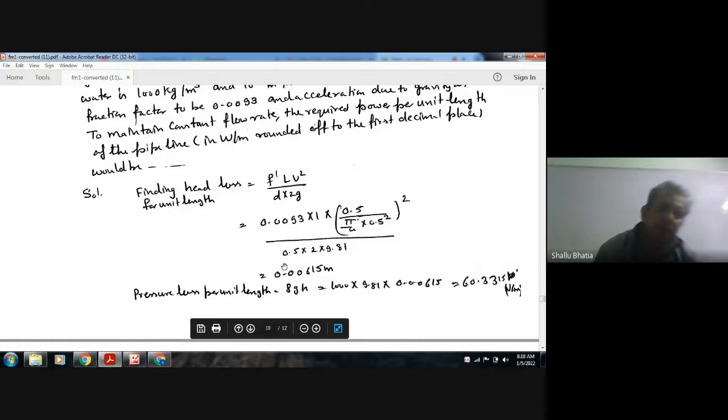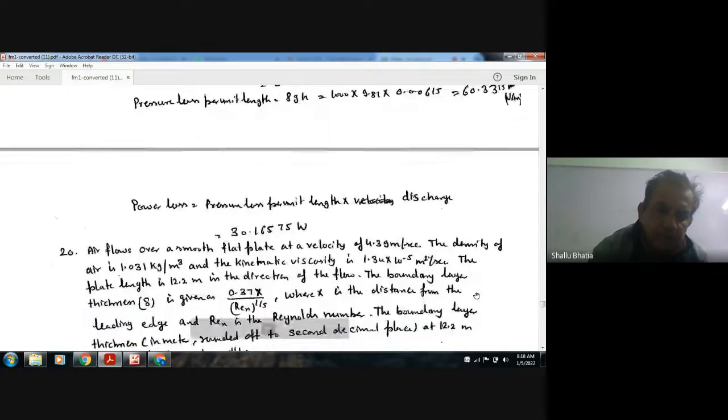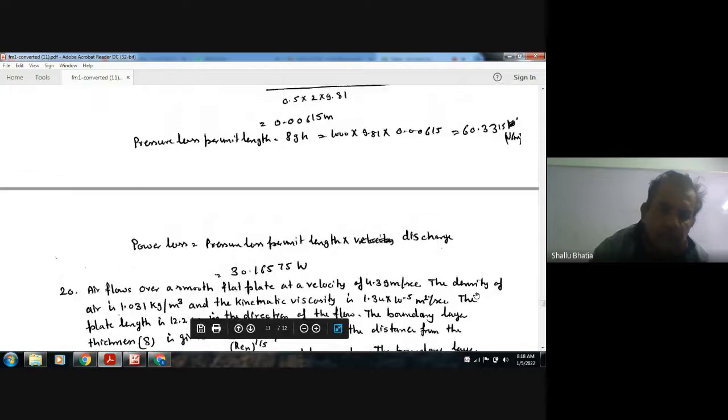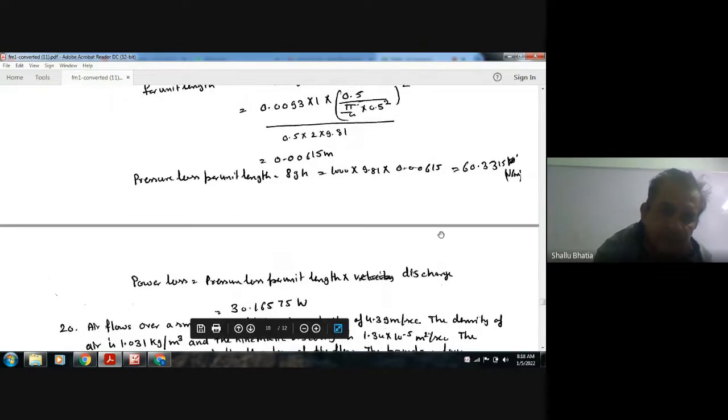Once we find the friction head loss, we can find the pressure loss by using rho g h. So this is 62.3315 newton per meter square. And this is the pressure loss, and power loss is nothing but pressure times discharge, because rho g h is pressure and rho Q g h is power. So if you multiply this pressure with discharge, you can get this.